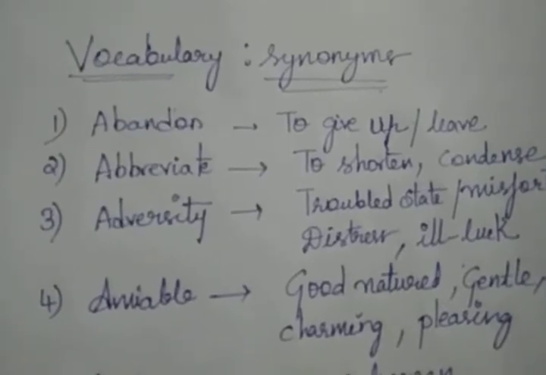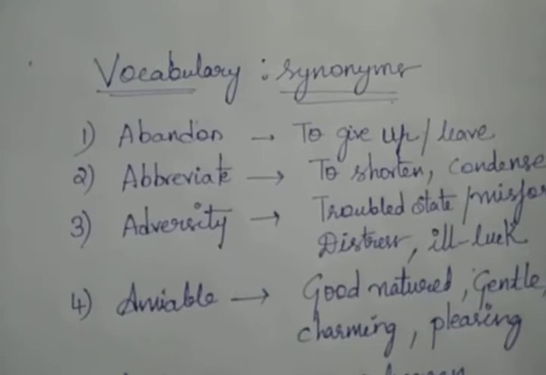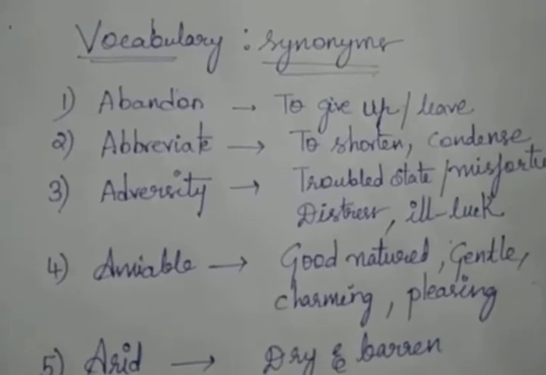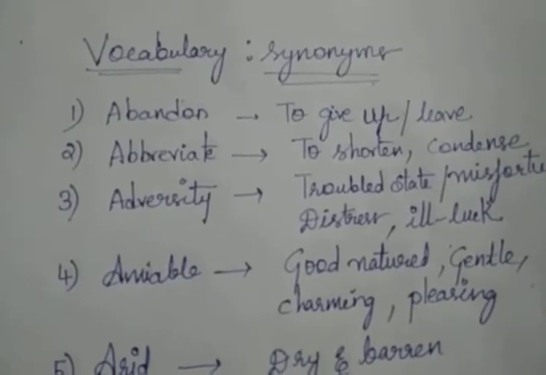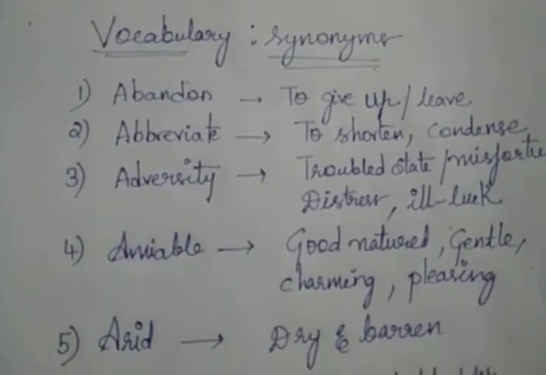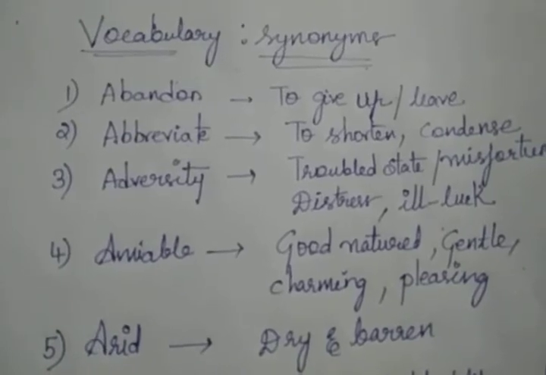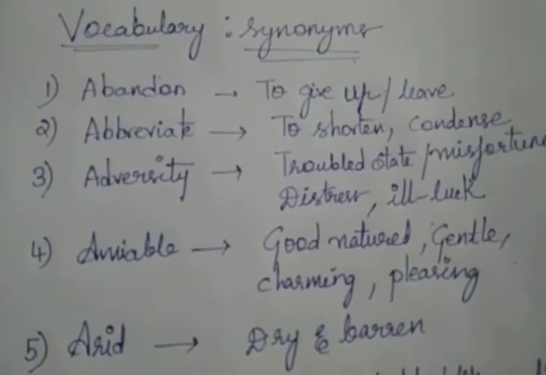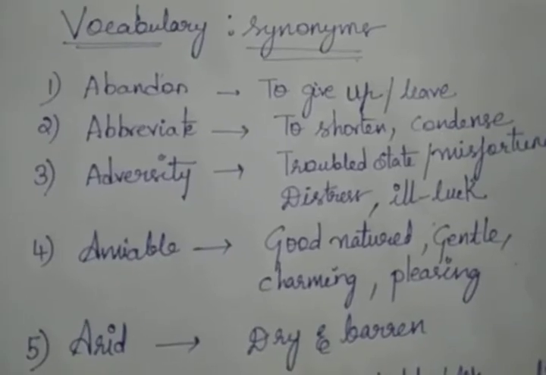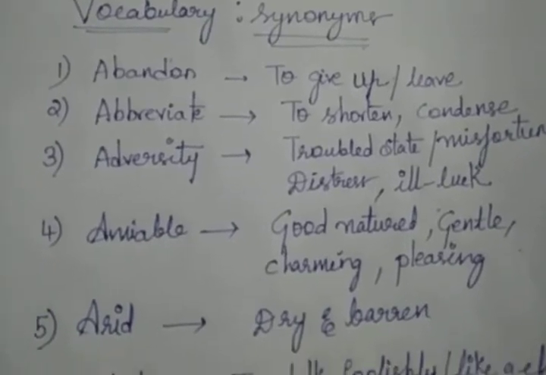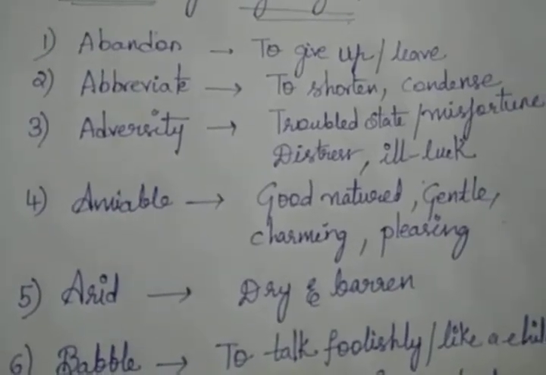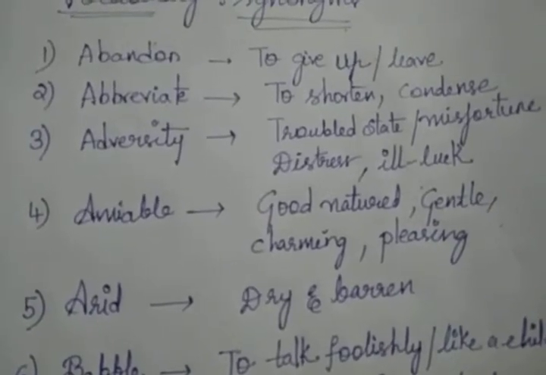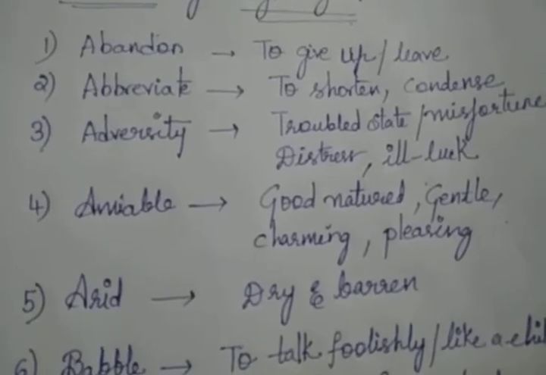Abandon, to give up. Opposite of to give up: to retain. Abbreviate, to shorten. Opposite of to shorten: extend or expand. Adversity. What's the meaning of adversity? Troubled state, misfortune, unlucky. So what is the opposite of that? Luck. Amiable, good-natured, gentle, charming. What's the opposite of that? Quarrelsome.